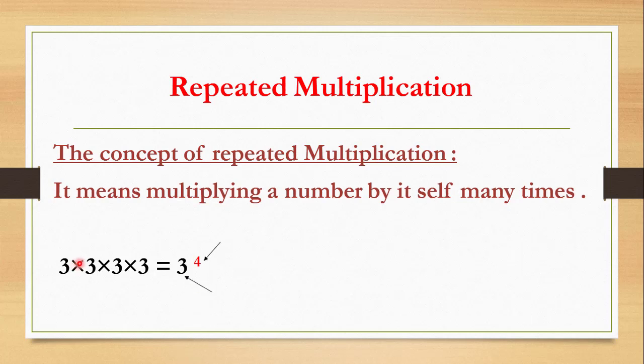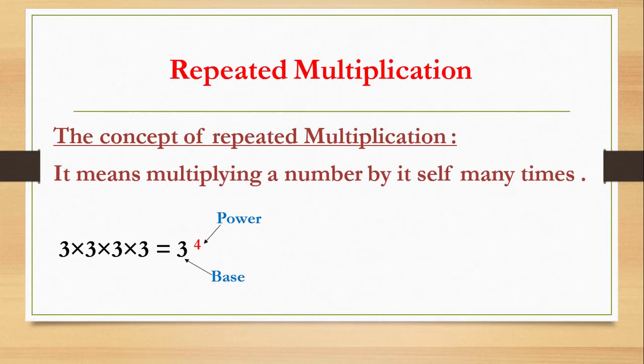We have two numbers. The number which is repeated is the base, and the number of times of repeating this number is the power. So we have base and power. 3 to the power 4 means 3 times itself 4 times.